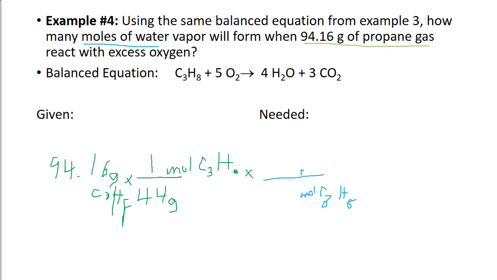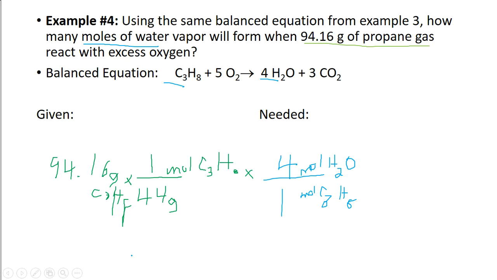And we want moles of water on the top. And we get that from the balanced equation, right? Mole to mole we get from the balanced equation. So moles of C3H8 is 1, understood. Moles of water is 4. So that's a 4 next to the water, and it's a 1 next to this. So it's 94 divided by 44, and then times 4.